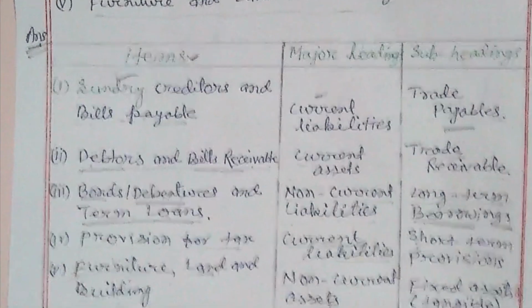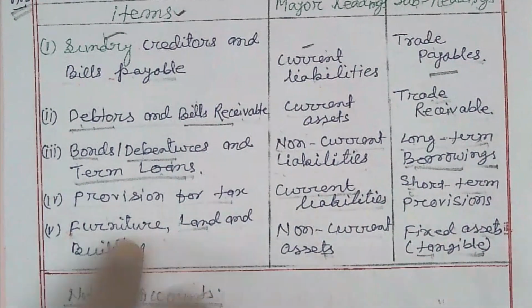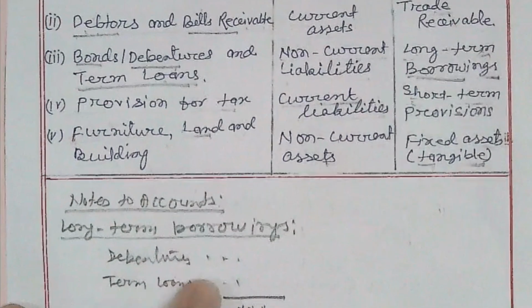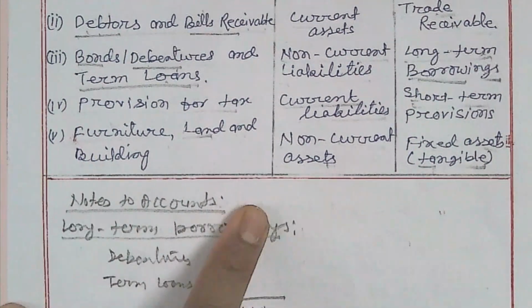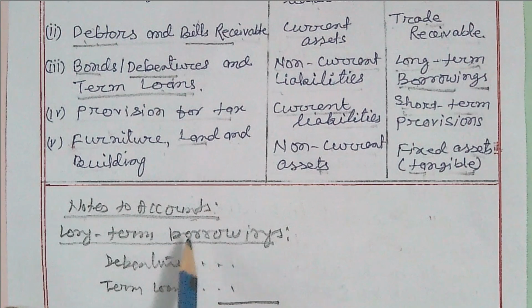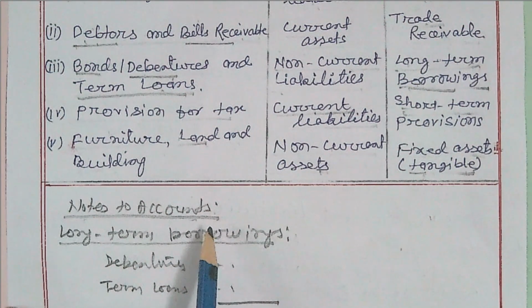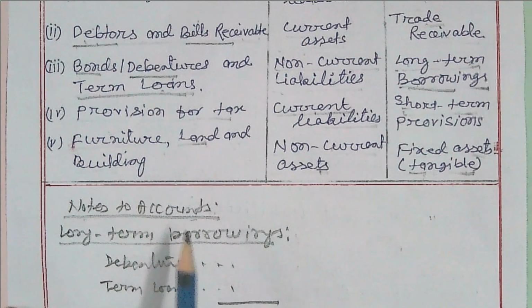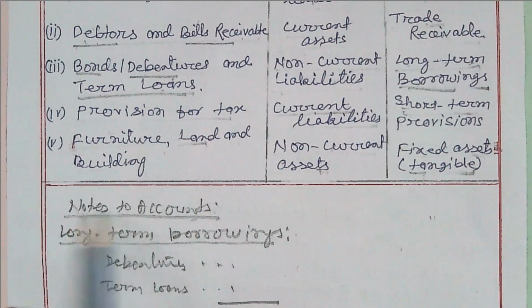Even note down in your copy up to this table, which I explained for your understanding purpose, this notes to accounts. After the balance sheet, we prepare notes to accounts for items which are not shown on the balance sheet. Similarly, after the profit and loss account, we prepare notes to accounts which are not shown directly on the face of the profit and loss account. Only final figures we place on the profit and loss account and the balance sheet, and all these workings we do with the help of notes to accounts.